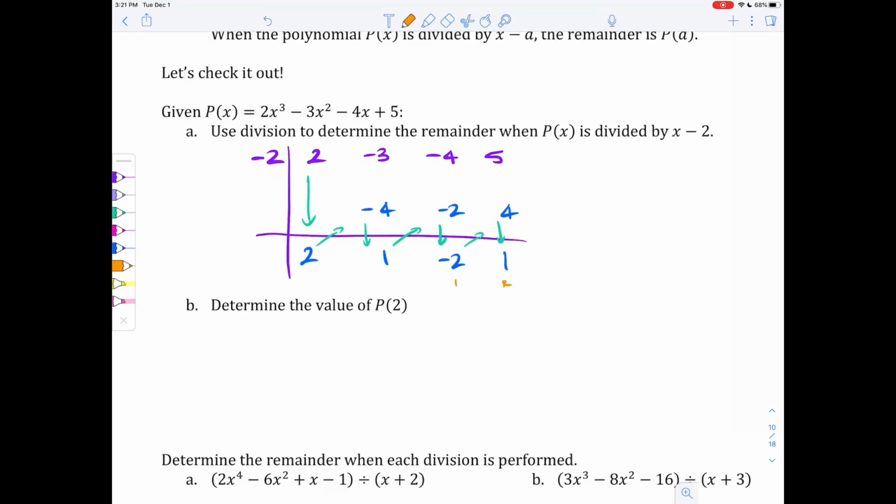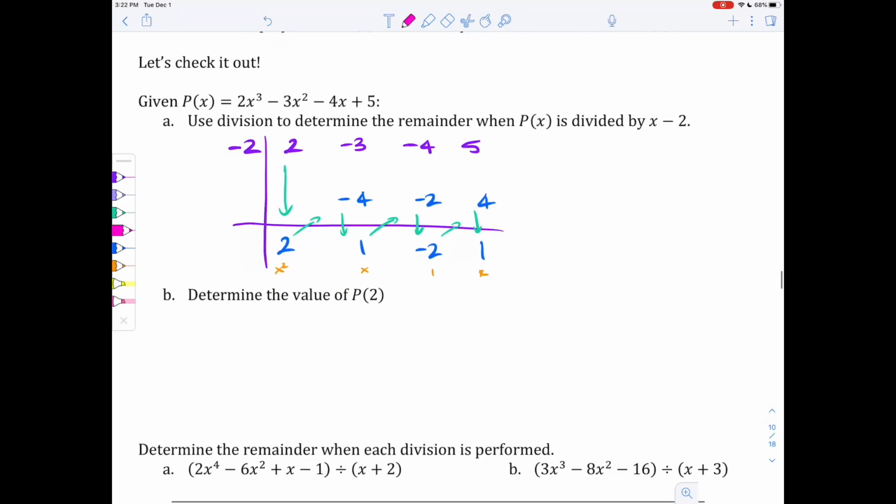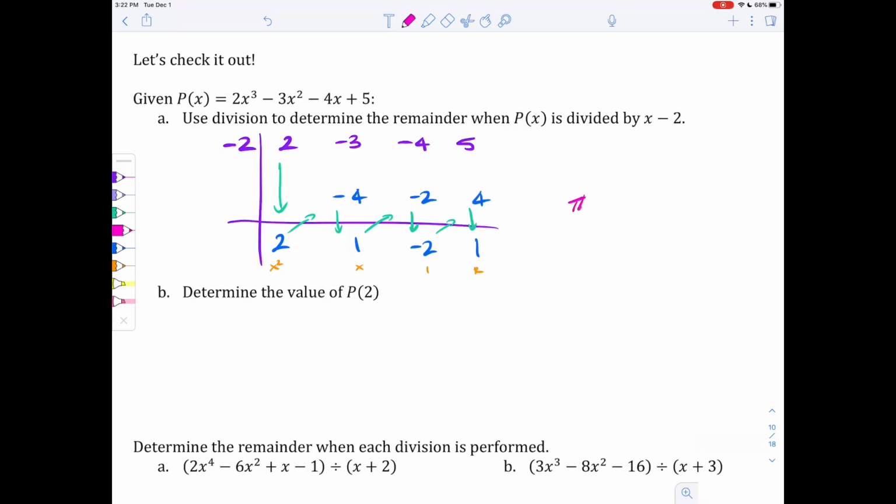And then we have how many ones, how many x's, how many x squareds. But we're not really concerned about all that. All this question is asking us for is the remainder. And we can say from this that the remainder is 1.